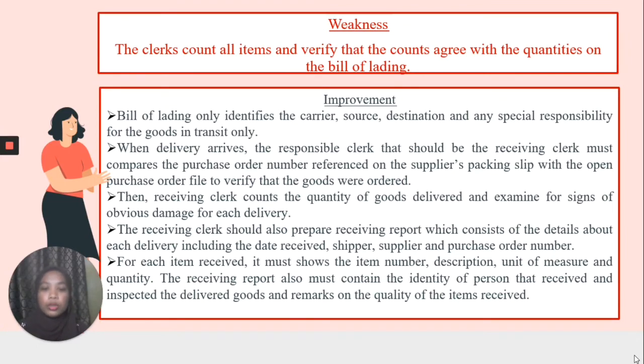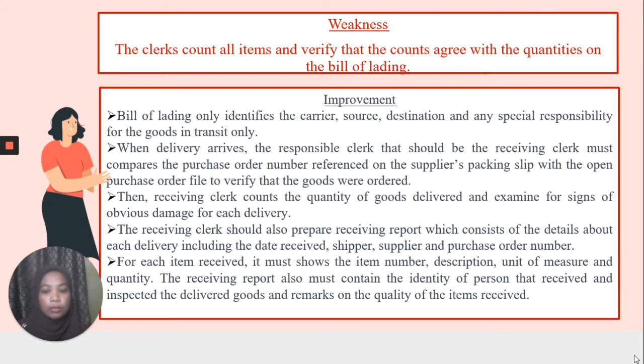The improvement that can be made is when delivery arrives, the responsible clerk, who should be the receiving clerk, must compare the purchase order number reference on the supplier's packing slip with the open purchase order file to verify that the goods were ordered. Then, the receiving clerk counts the quantity of goods delivered and examines for signs of obvious damage for each delivery. The receiving clerk should also prepare a receiving report, which consists of the details about each delivery including the date received, shipper, supplier, and purchase order number.